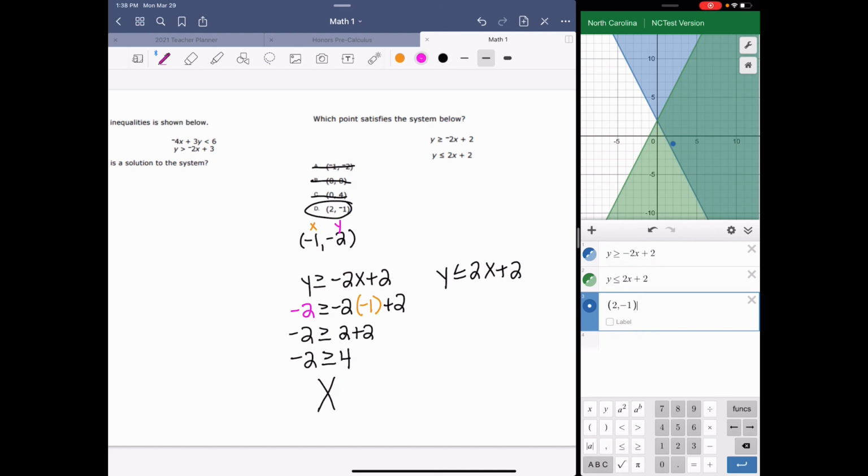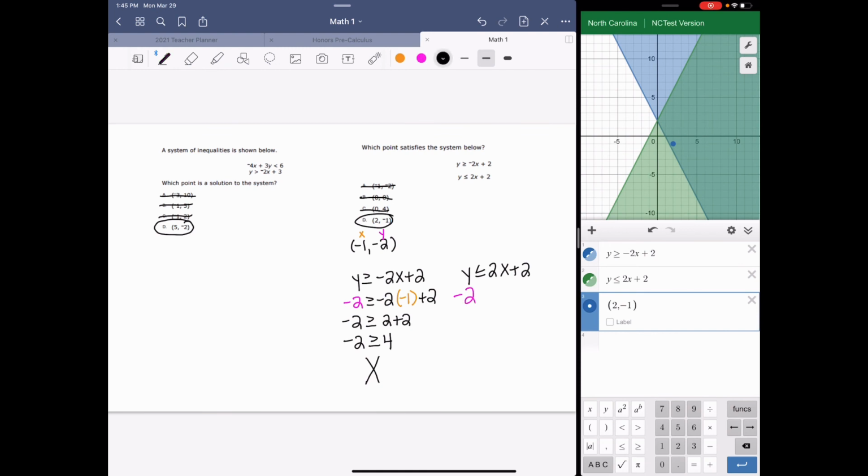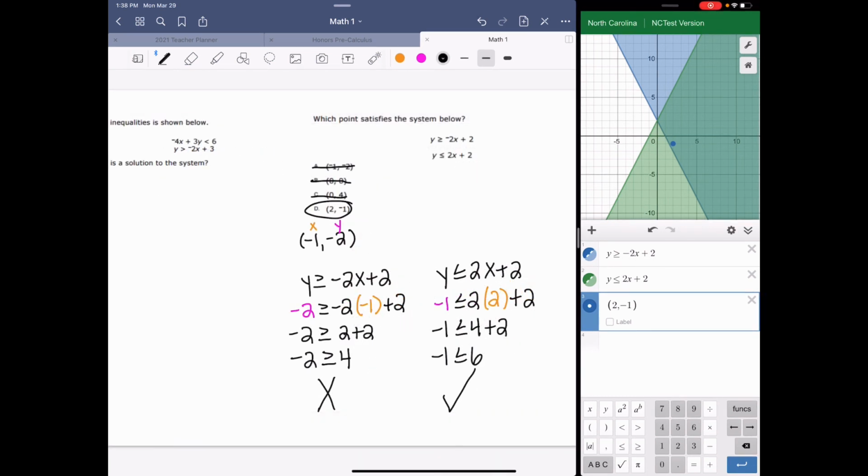So if I plug this in, -2 is going to be less than or equal to 2 times -1 plus 2. All right, so -2 is less than or equal to -2 plus 2. Well, -2 is less than or equal to 0. That is a true statement. So it worked for one inequality, but it doesn't work for the system of inequalities. It doesn't work for both of them, okay?